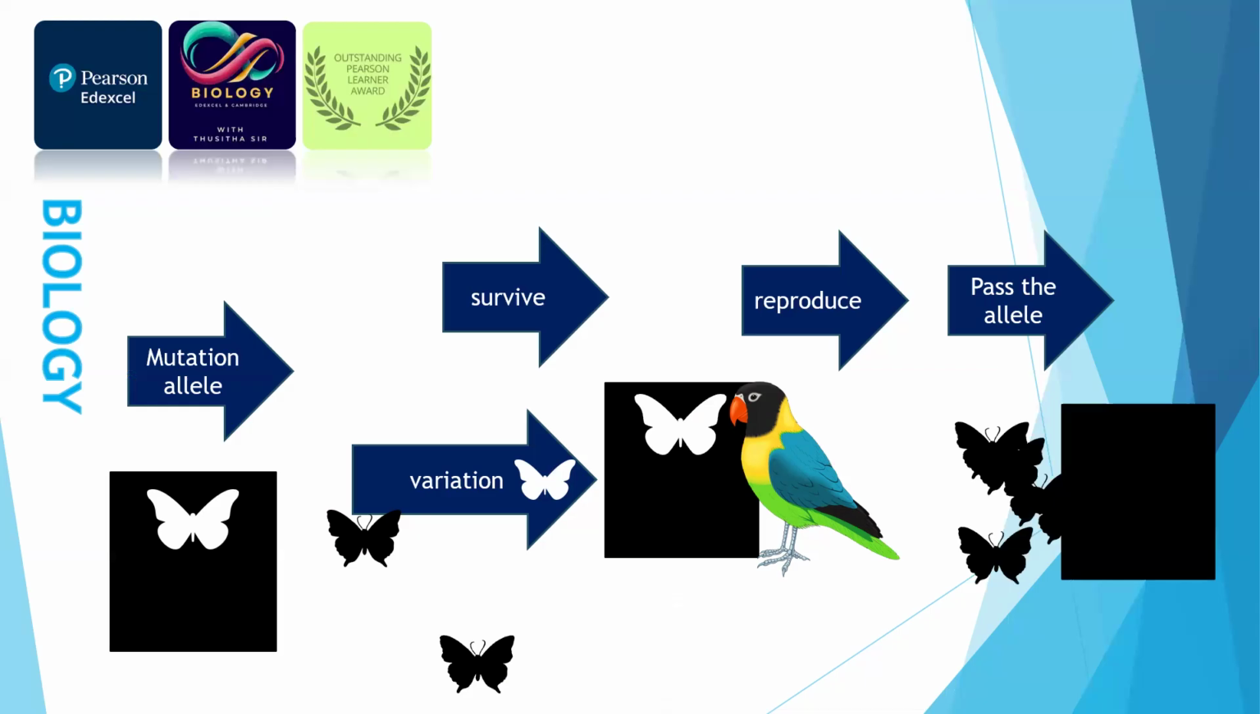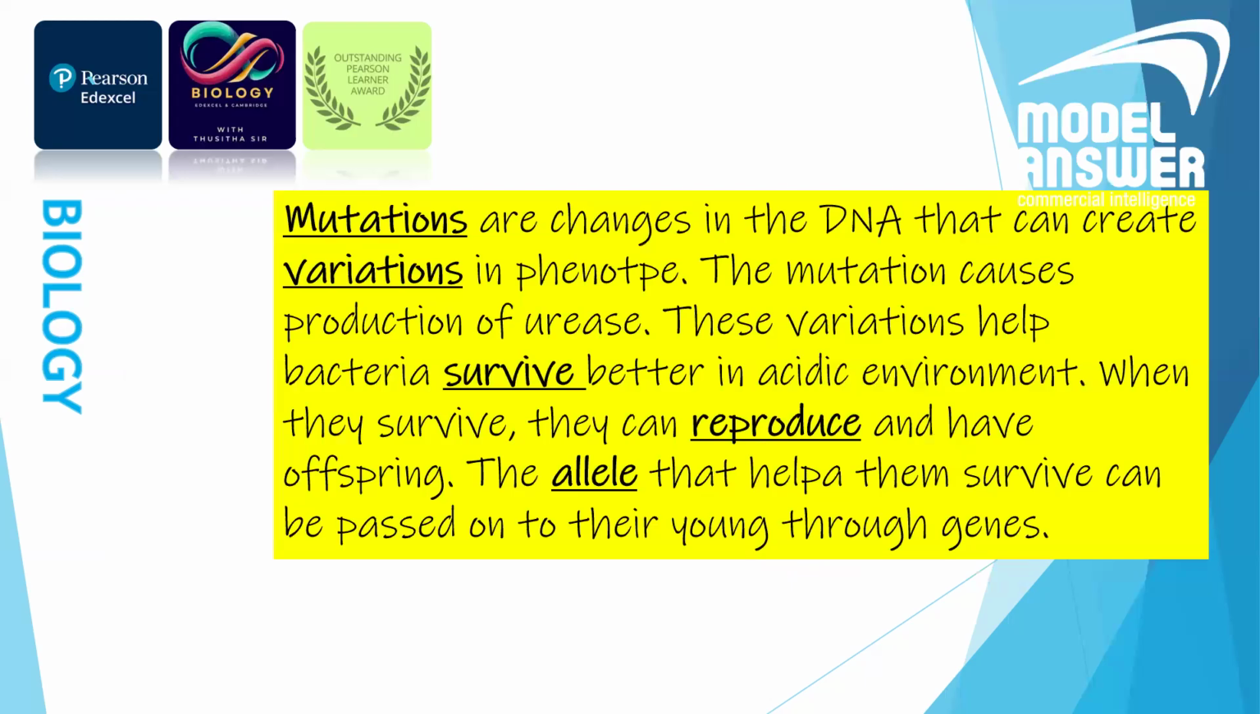But when you write the answer, you need to get 4 marks. You have to precisely use these words: mutation, variation, survive, reproduce, allele. Without these words, you can't get the marks. Mutations are changes in the DNA that can create variation in phenotype. The mutation causes production of urease enzyme by this bacteria. These variations help bacteria to survive. And these bacteria reproduce and the allele, the mutated one, passes to all the next generations.